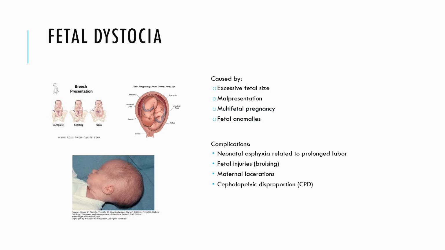Maybe there's fetal anomalies. Okay, so here's a picture of a baby where their head is bigger than what we would expect. So that could keep baby from fitting through the pelvis. Some complications that can occur due to this fetal dystocia are neonatal asphyxia related to a prolonged labor, fetal injuries like bruising, maternal lacerations, and then here comes that CPD, that cephalopelvic disproportion. So the baby is just not going to fit within mom's pelvis.